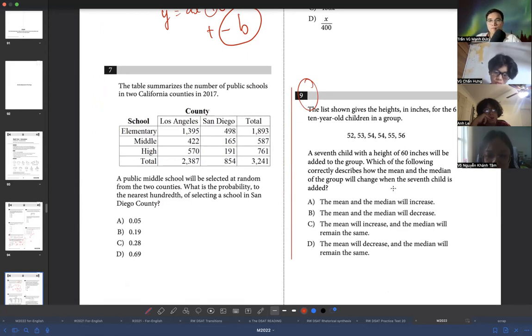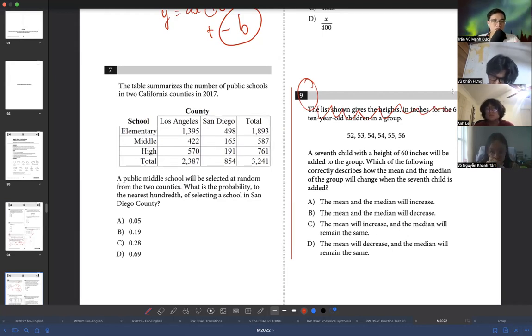Right, C. Let's see. The list shown gives the height in inches for the six 10-year-old children in the group. So this is just a redundancy. You don't really have to read this.